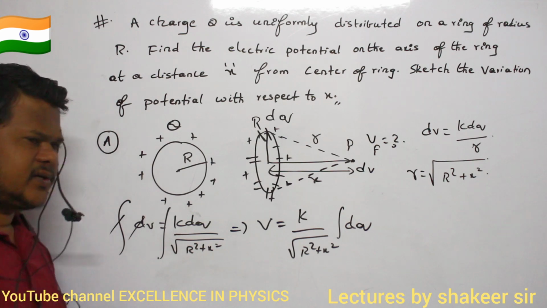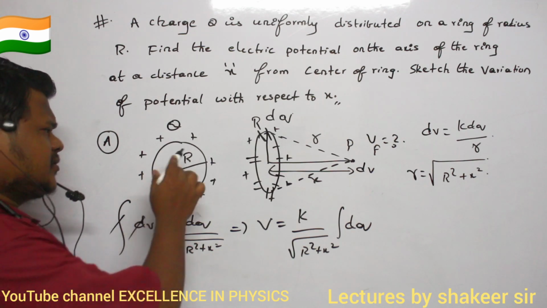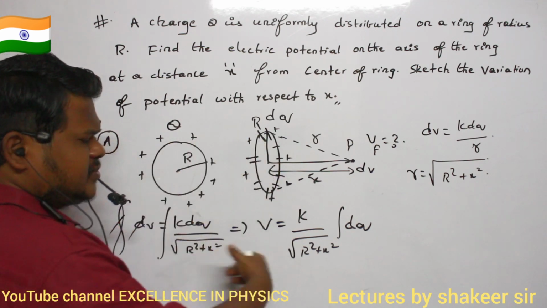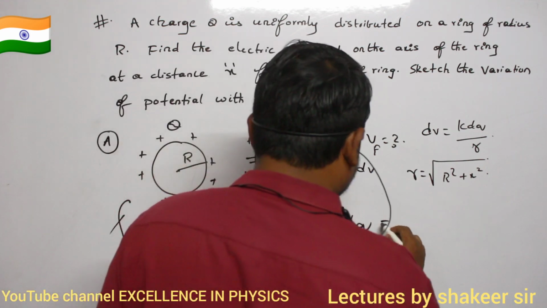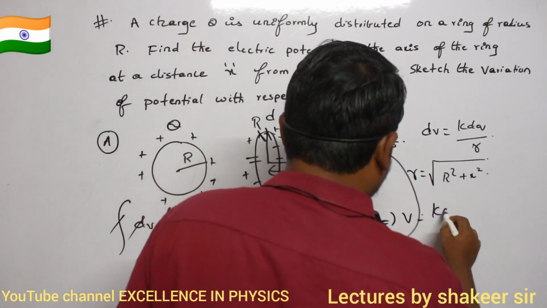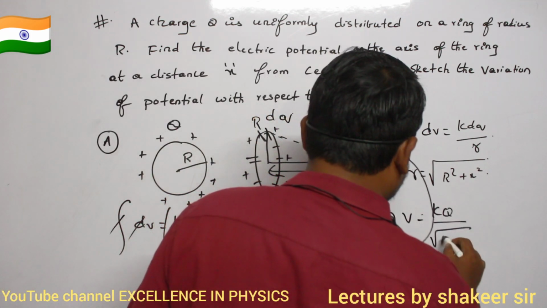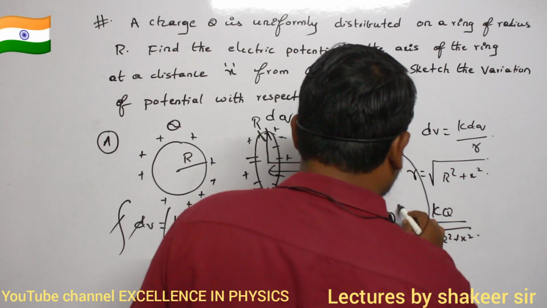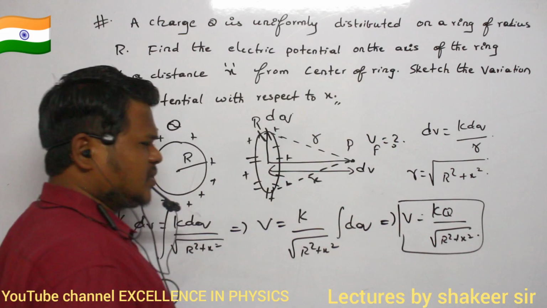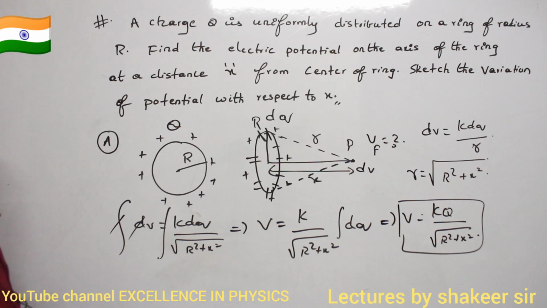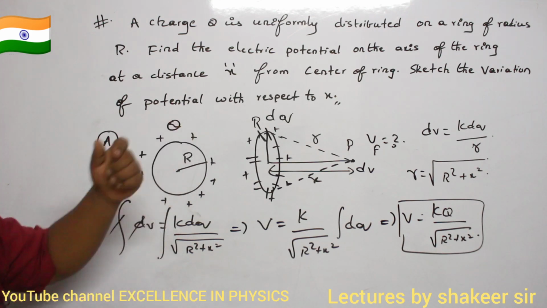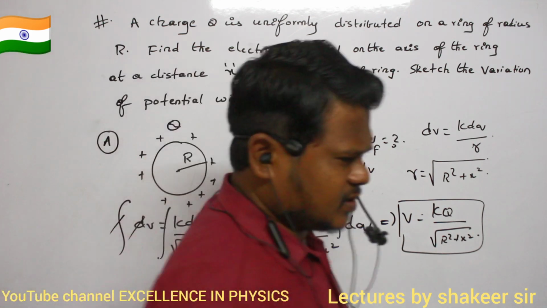What is the integration of dq? dq is a small charge; integration means the total amount of charge. So V is equal to kq divided by the square root of r square plus x square. That's all. This is my equation. Are you able to understand? Come on, make a note up to here. Then we will do the second question also.